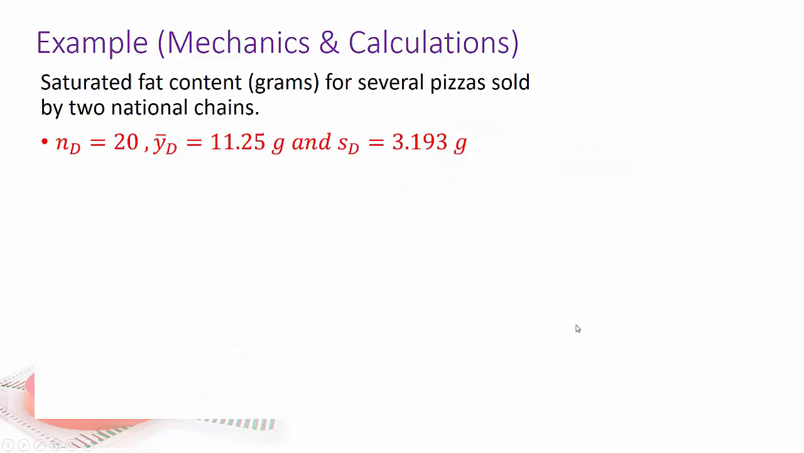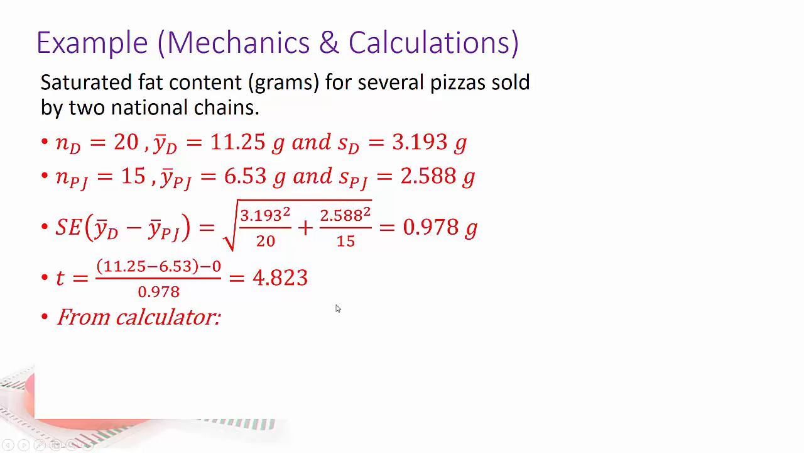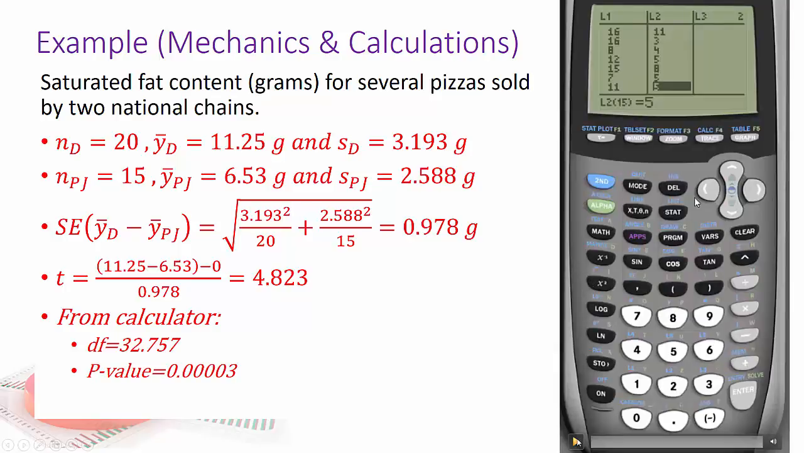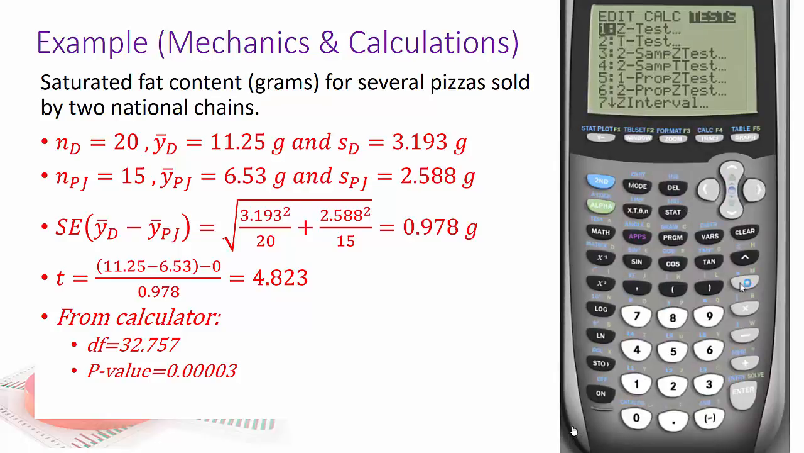All right, so the mechanics. Here are our values for our n and our mean and our standard deviation for both groups. Calculate the standard error like we did before. And now we can calculate the t-statistic, the test statistic right here. So we've got that minus 0 all over our standard error. And so from our calculator, let's go ahead and do that. We can find the degrees of freedom. So it's supposed to be 32.757 and a very low p-value.